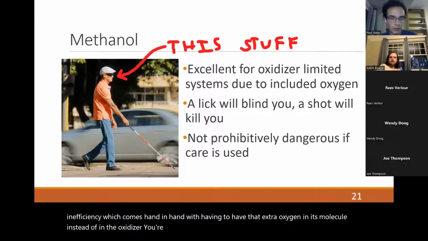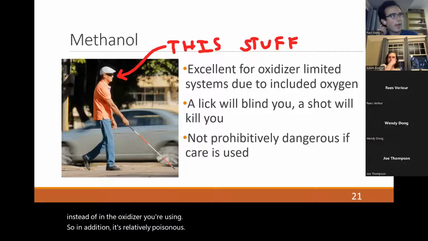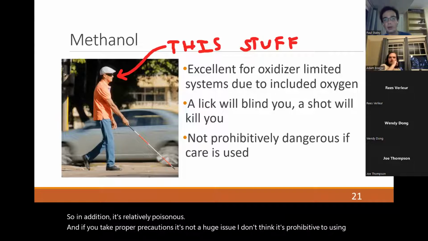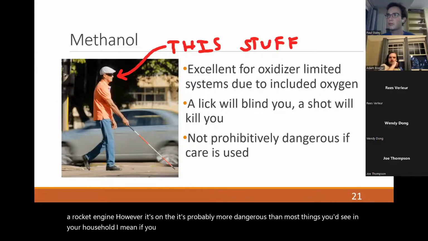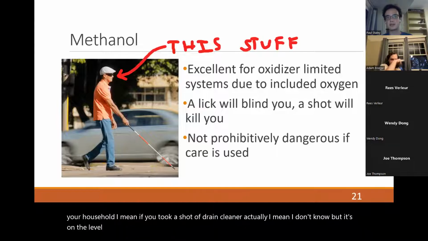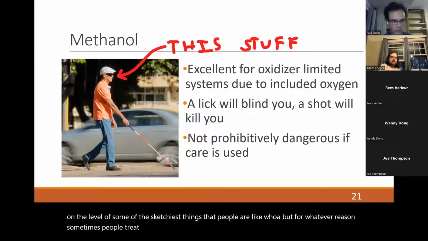In addition, it's relatively poisonous. If you take proper precautions, it's not a huge issue. I don't think it's prohibitive to using it in a rocket engine. However, it's probably more dangerous than most things you'd see in your household. I mean, if you took a shot of drain cleaner, actually, I don't know, but it's on the level of some of the sketchiest things that people are like, whoa. But for whatever reason, sometimes people treat it a little free and loose because it feels kind of like rubbing alcohol or drinking alcohol, but it's not.